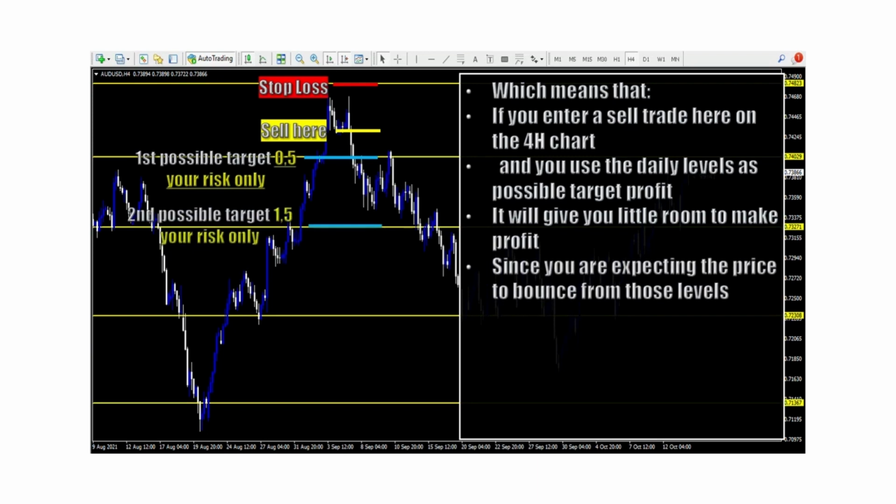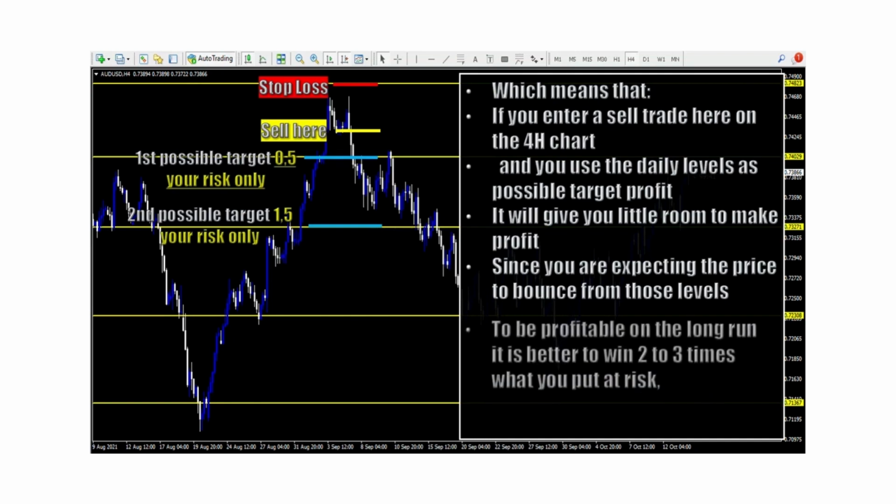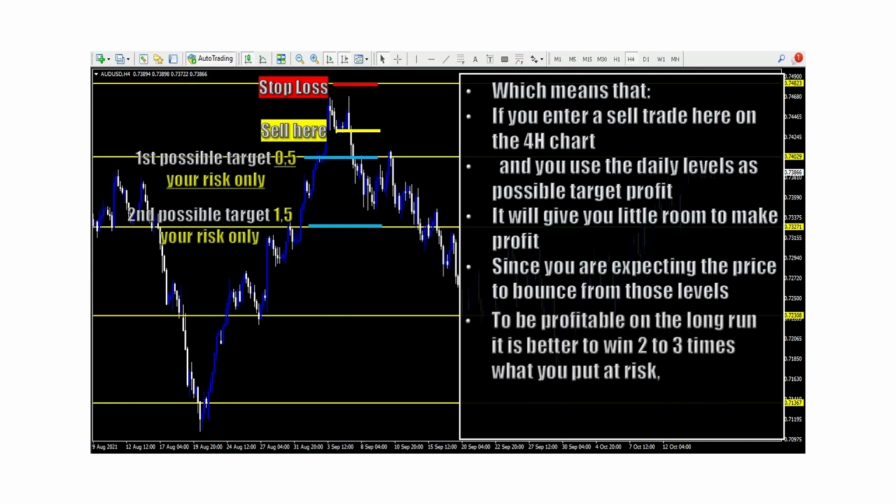Since you are expecting the price to bounce from this level, those are areas where you likely want to place your target. To be profitable in the long run, it is better to win 2 to 3 times what you put at risk. So those targets are simply not enough to make you profitable in the long run.